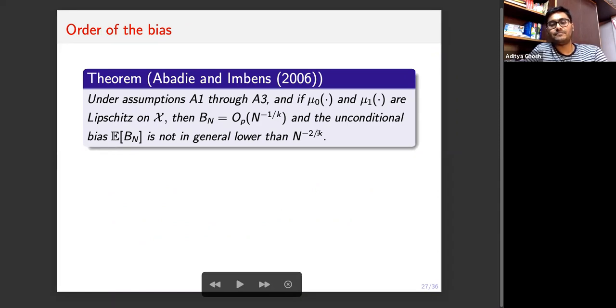They are assuming that the mean functions are Lipschitz, and this assumption just makes the proof simpler, I think. And so they are saying that the conditional bias is of the order of n to the power -1 by k. And this is what I was saying in the beginning, that the stochastic order of Bn increases with k. Okay. And they also show that the unconditional bias is not in general lower than n to the power -2 by k.